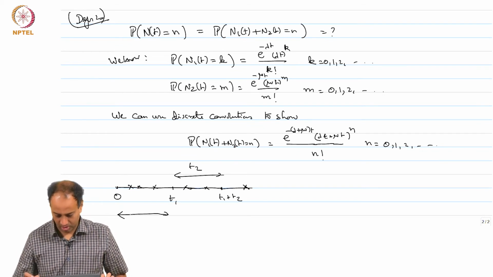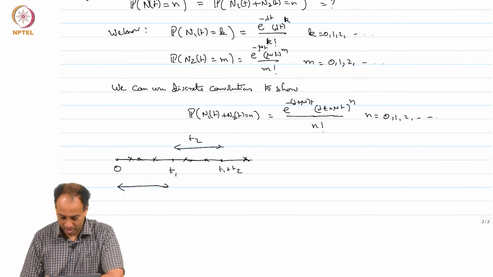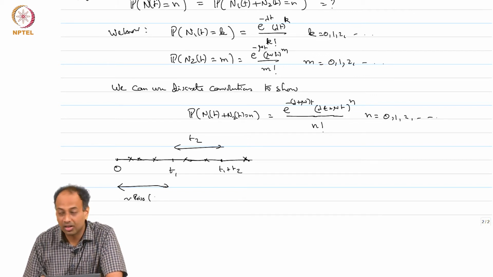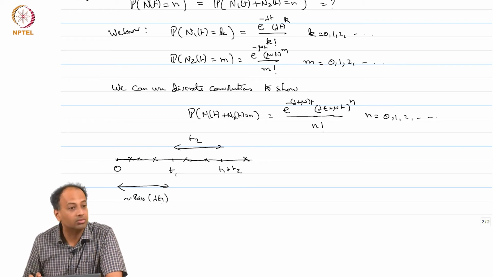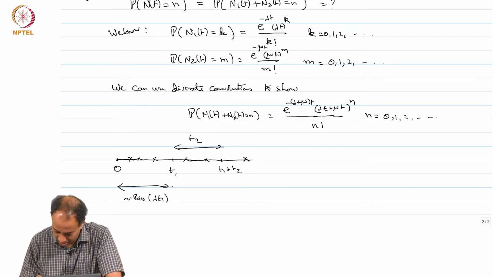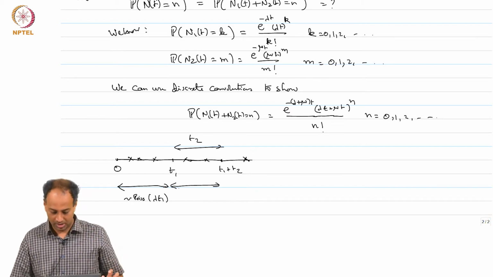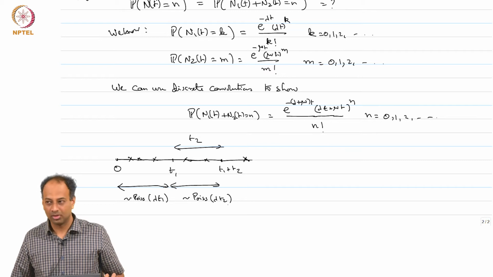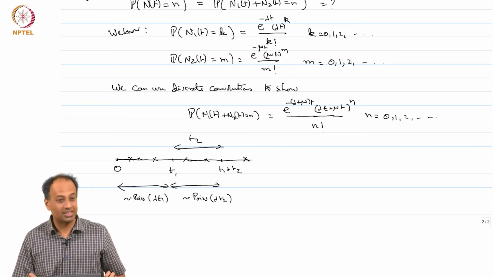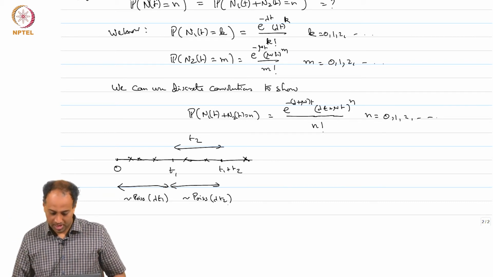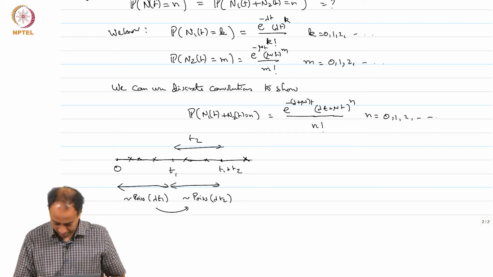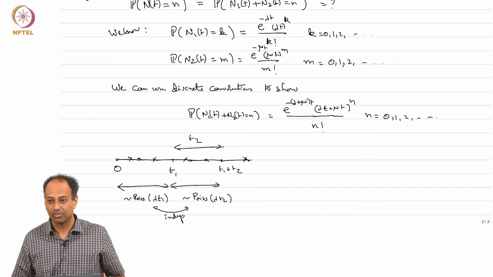You know that the number of arrivals in 0 to T 1 is Poisson distributed with parameter lambda T 1, correct, and the number of arrivals in T 1 to T 1 plus T 2 is Poisson with parameter lambda T 2. Why? SIP, right, because the width is T 2. And of course, the number of arrivals in 0 to T 1 is independent of the number of arrivals in T 1 to T 1 plus T 2, and so these two are independent.